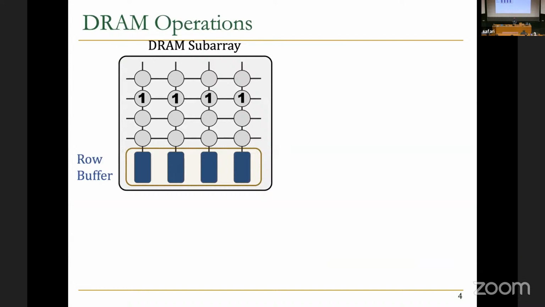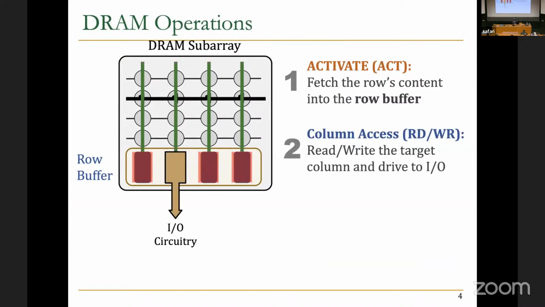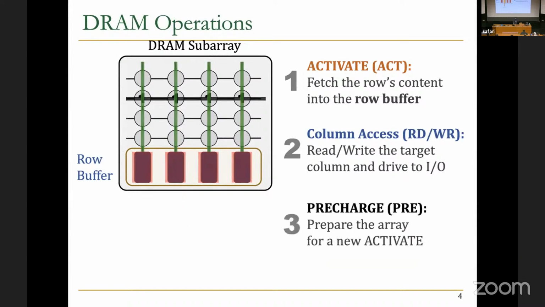This is another cartoonish picture of a DRAM subarray. Let's say we want to access the second row here. We first need to send a command called activate, which fetches the row's content into the row buffer. Then we serve the column accesses from this row buffer structure. Once we are done with this row and we want to access data in another row, we first need to send a precharge command, which essentially disconnects the row from the row buffer and the bit lines, and also prepares the bit lines for the next activation.